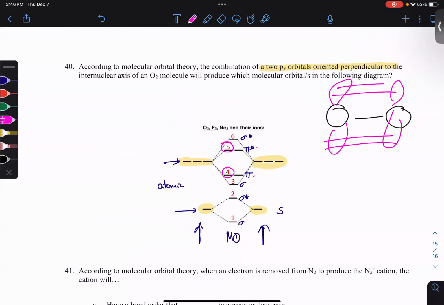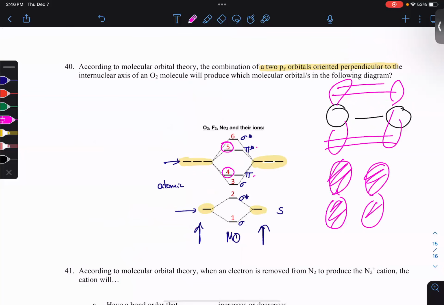If I actually showed the interaction, if I said it was like this kind of interaction, where the phasing all matches, then this would be constructive. This would just be the pi interaction, not the pi star, right? So I want you to recognize that it's the side-by-side interaction, orbitals oriented perpendicular to the internuclear axis. So that would be pi.